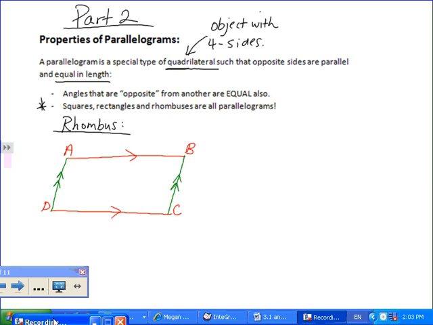What's true about a rhombus or any parallelogram is that the angles that are across from each other, opposite from each other, are equal. So angle A in this rhombus is equal to angle C. Angle A equals angle C. And it's also true that angle B is going to be equal to angle D. So those are features or characteristics of parallelograms.